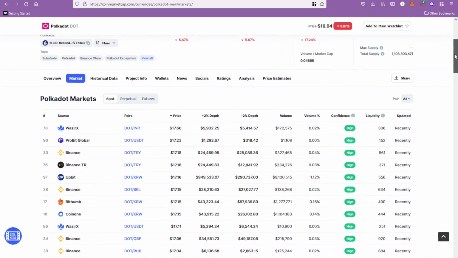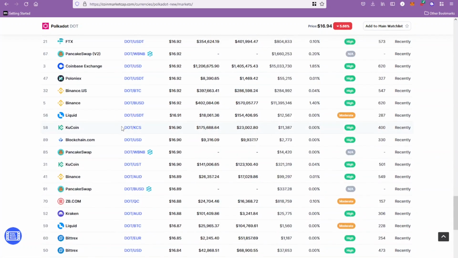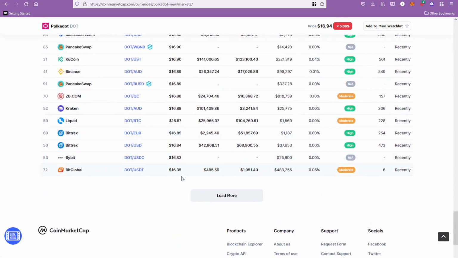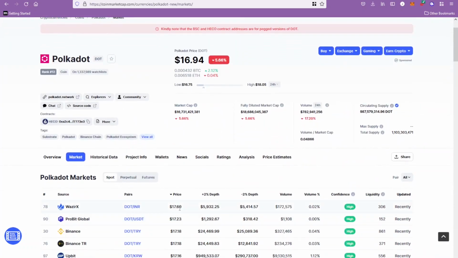And basically, in a nutshell, what you're going to do is buy Polkadot on the cheapest exchange here, on BitGlobal, for this price. Then you would transfer it over to this exchange here, and then you would sell it at that price. Now, obviously, that's the basics in a nutshell, but there is more to it.